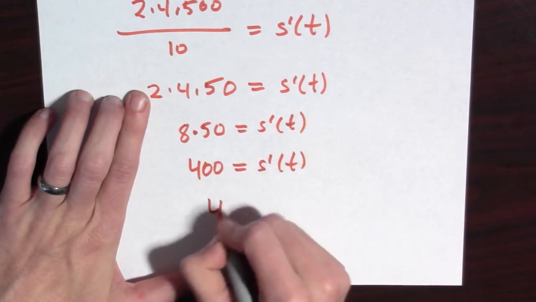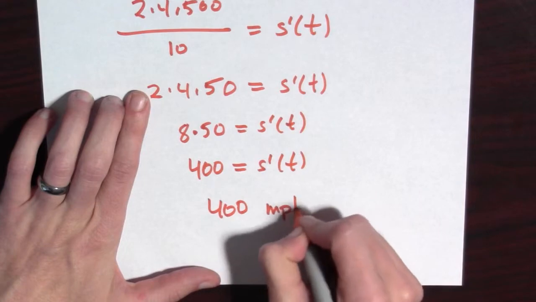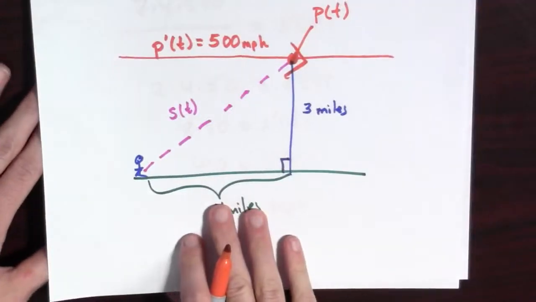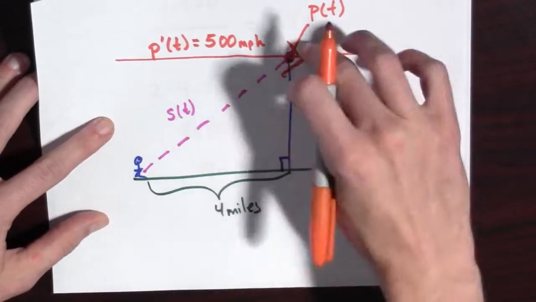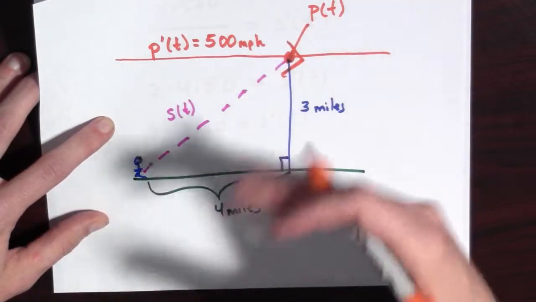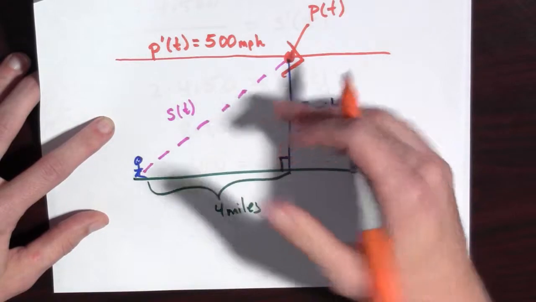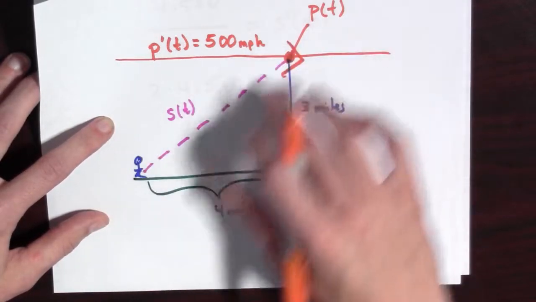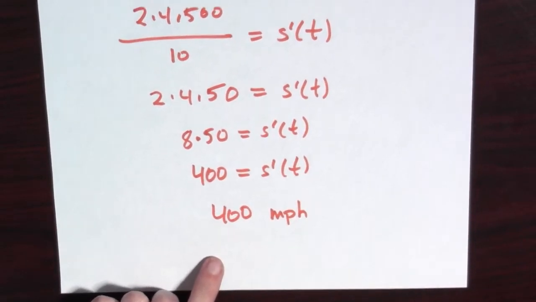So S prime of t is 400 miles per hour. If we go back to our original picture, the rate that the distance is increasing, or the velocity from this perspective along this line, is 400 miles per hour. All right, so we've solved this problem involving planes flying. It's time to do some more math.